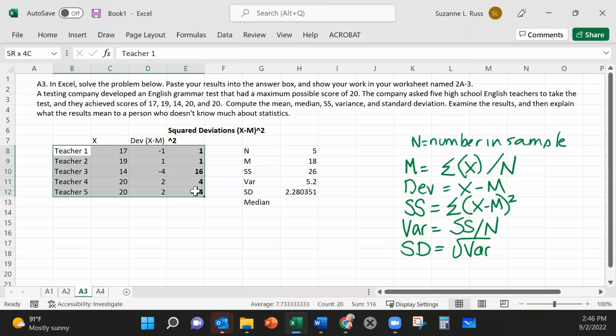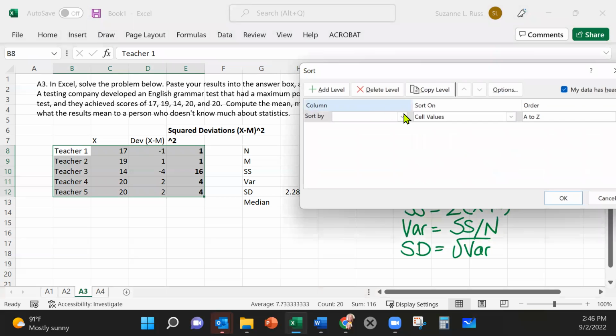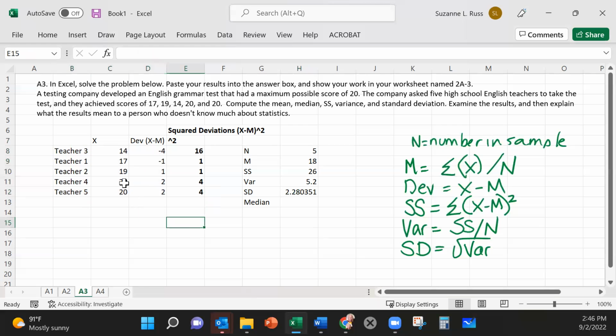Our median is the number in the middle, and if we arrange these in sequence, which I will do by selecting these 4 and sorting them, I'll go to Data, I'll click on Sort, and I'll tell it what column to sort by, the column that has a header of X, our scores. And now we see that the scores range from 14 to 20, and the one right in the middle is 19. Our median is 19.